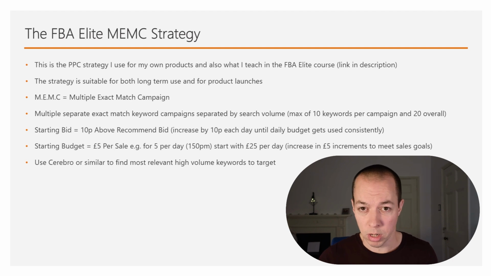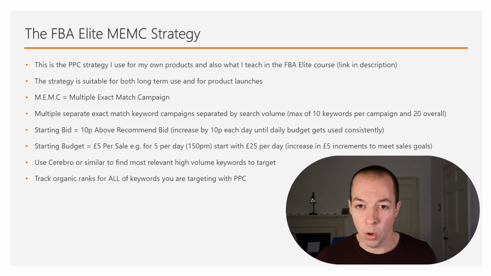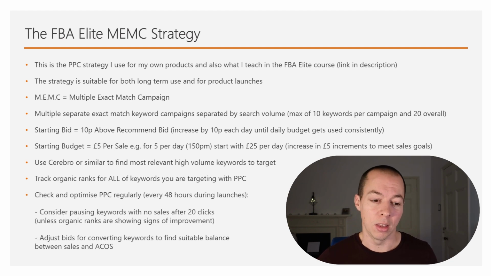We're going to be using Cerebro from Helium 10, but you're welcome to use your own keyword research tools to do this. I'm going to be using Cerebro to find the most high volume and also highly relevant keywords for the particular product and niche that you're looking at. And we're going to be tracking all of your organic ranks so we can make a direct one-to-one correlation between the keywords in your PPC that you're targeting versus how your organic ranks are responding on Amazon. If you're not sure what I mean by that, it'll become clearer later on in the video.